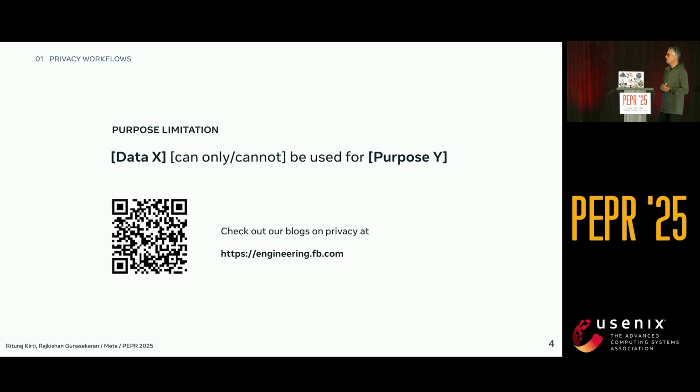For details on how we do purpose limitation, please take a look at our blog posts. I have a link to the blog we posted based on our banana talk last year. And we have done a few other blogs as well, describing how we find data at scale, how we use lineage to identify data flows, and so on.